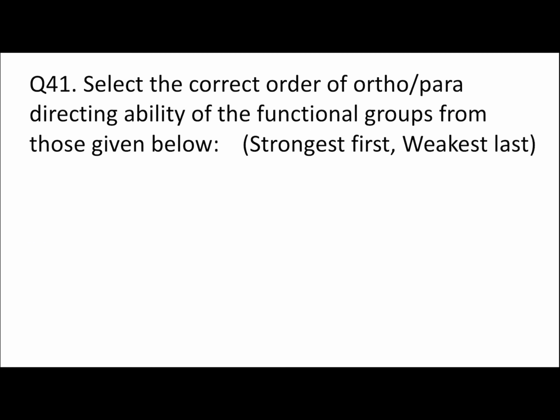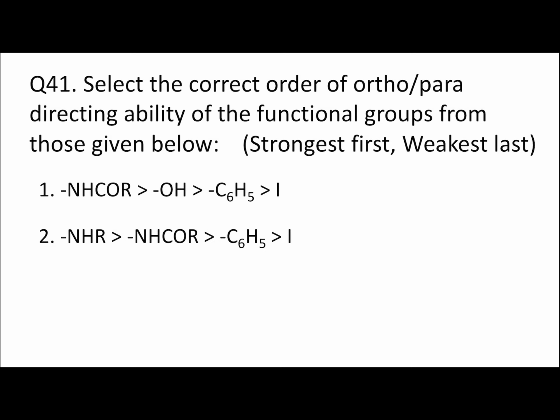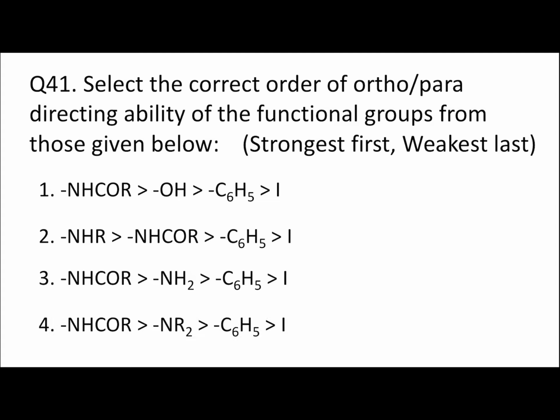Let's see next. Select the correct order of ortho-para directing ability of the functional group from those given below. Strongest first and weakest at last. Let's see. Amide, hydroxy, benzyl iodide, amine, amide, benzyl iodide, amide, amine, benzene iodide.